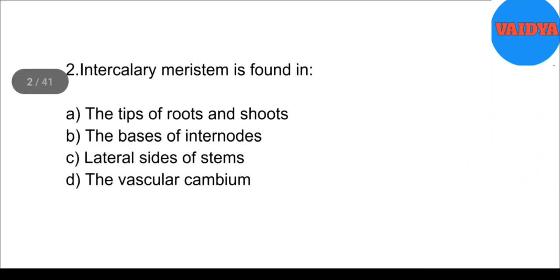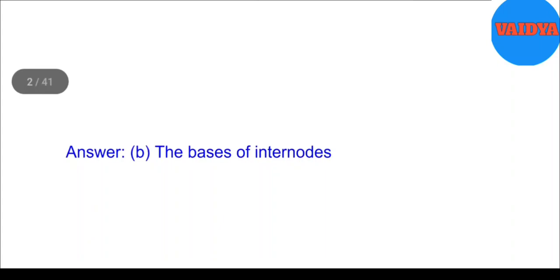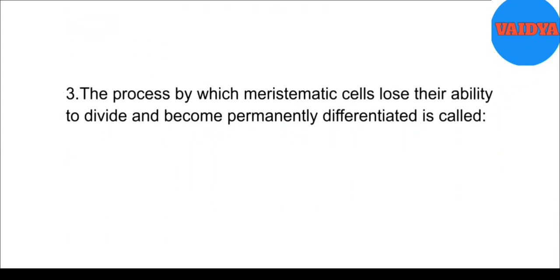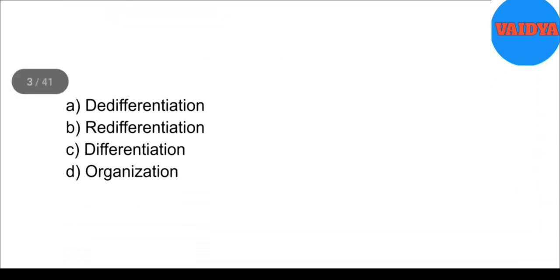2. Intercalary meristem is found in A. The tips of roots and shoots. B. The bases of internodes. C. Lateral sides of stems. D. The vascular cambium. Answer. B. The bases of internodes. 3. The process by which meristematic cells lose their ability to divide and become permanently differentiated is called A. Dedifferentiation. B. Redifferentiation. C. Differentiation. D. Organization. Answer. C. Differentiation.